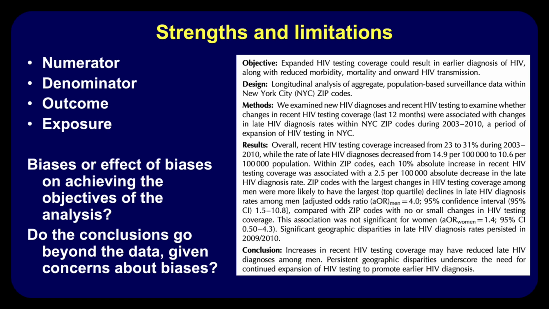And you're asking questions like, do the conclusions go beyond the data given concerns about biases? These are, I think, the kinds of things you want to be thinking about as you're planning your analyses or as you're interpreting someone else's analysis. But you can see here, I think the conclusions were reasonable. Increases in recent HIV testing coverage may have reduced late HIV diagnoses among men in New York City. The persistent geographic disparities that we saw even after this expansion argued for more expansion of HIV testing to promote earlier diagnosis. And that's in fact what New York City did with the continued expansion into the New York Knows initiative.